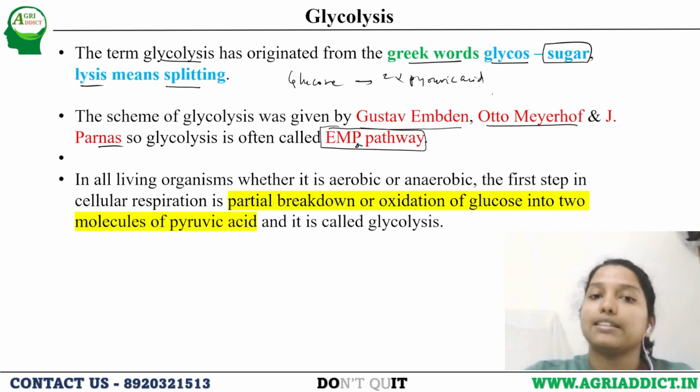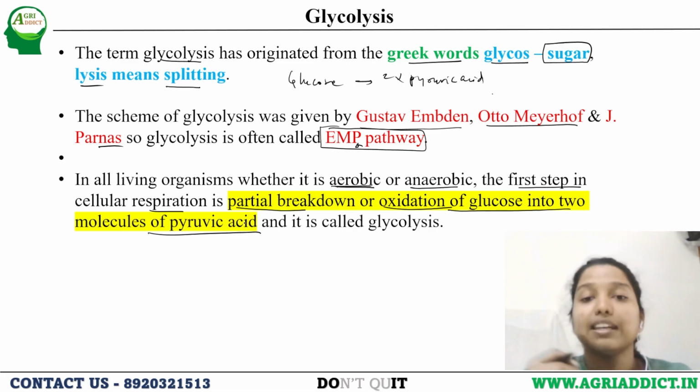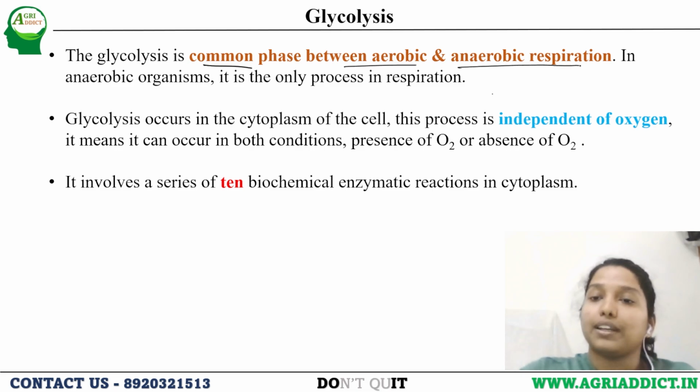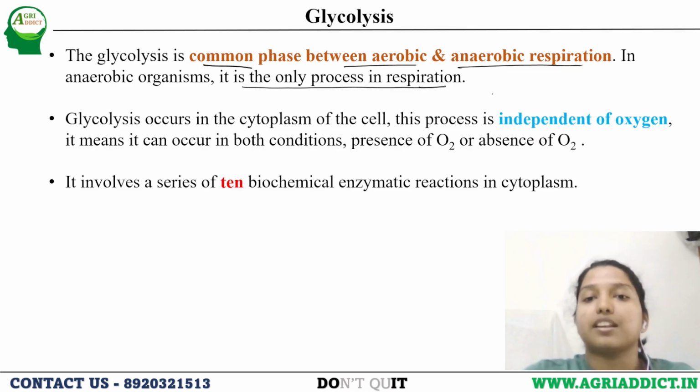In all living organisms, whether aerobic or anaerobic, the first step in cellular respiration is partial breakdown or oxidation of glucose into two molecules of pyruvic acid. Whether it is aerobic respiration or anaerobic respiration, glycolysis will be there in each and every respiration. The glycolysis is a common phase between aerobic and anaerobic respiration. In anaerobic organisms, it is the only process in respiration.